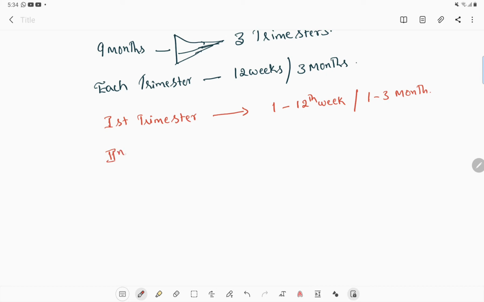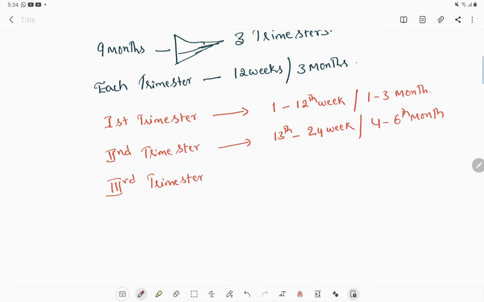Then the second trimester is between the 13th week to the 24th week, or fourth month to 6th month. Then the third trimester is from the 25th to the 38th week, or 7th to 9th month.